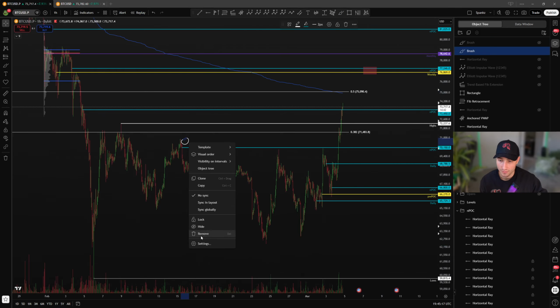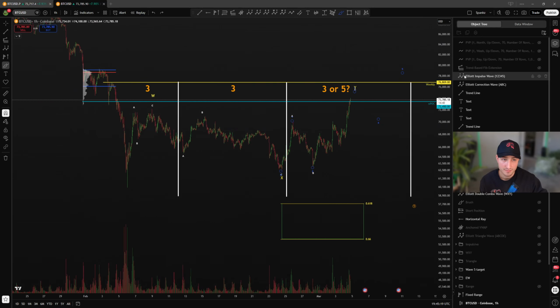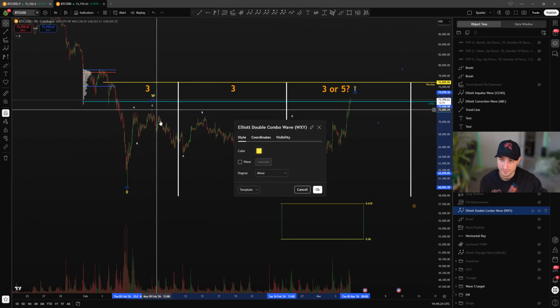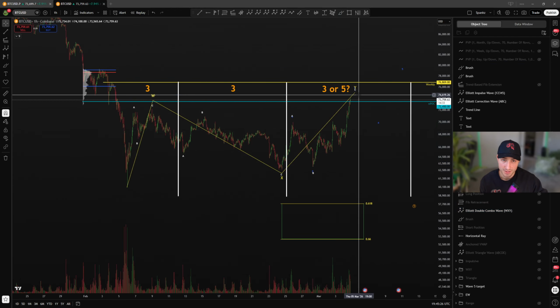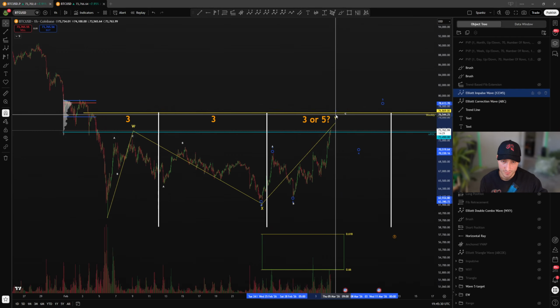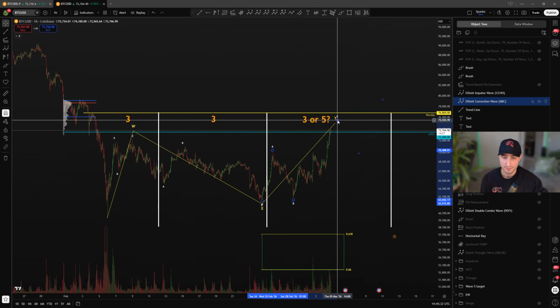Overall, larger WXY. Let me throw this up for you guys here. Larger WXY here. Just looking to see if there's a completion on this, depending on if it goes to the 0.5, to the weekly, wherever it's at, and I'm looking for the 333 or the 335. That's where my head's at. Those are my next few plays.